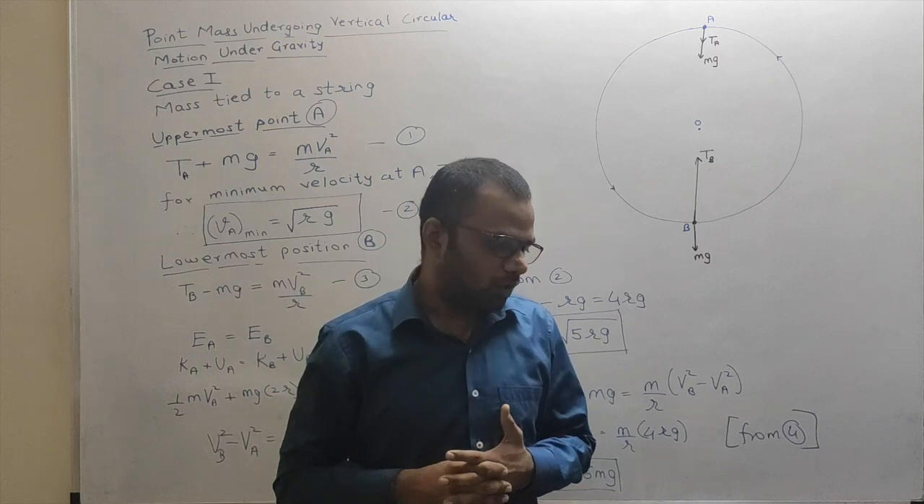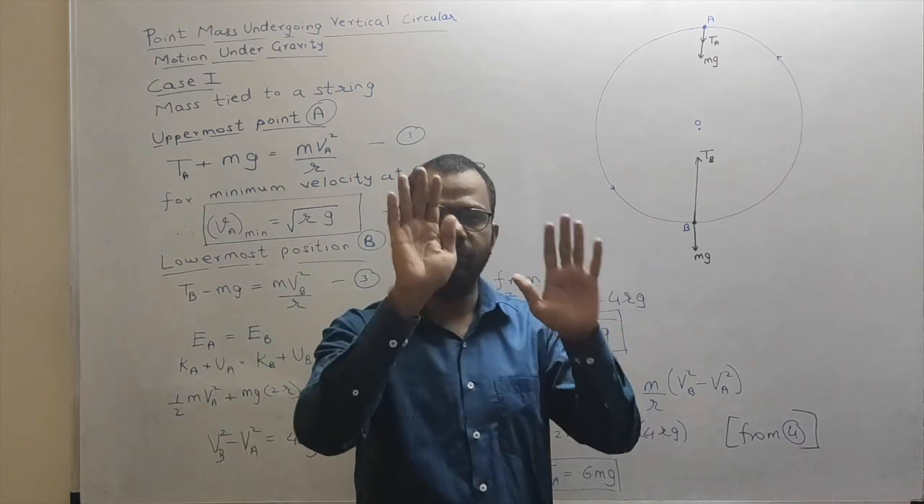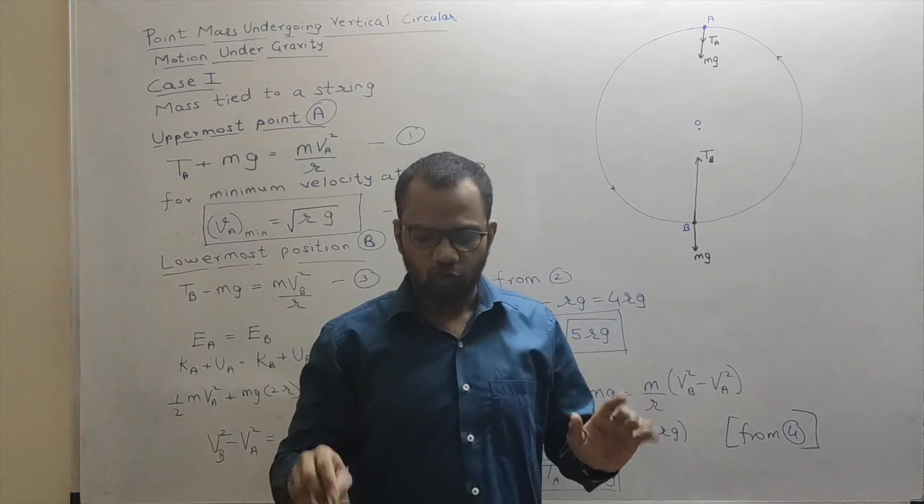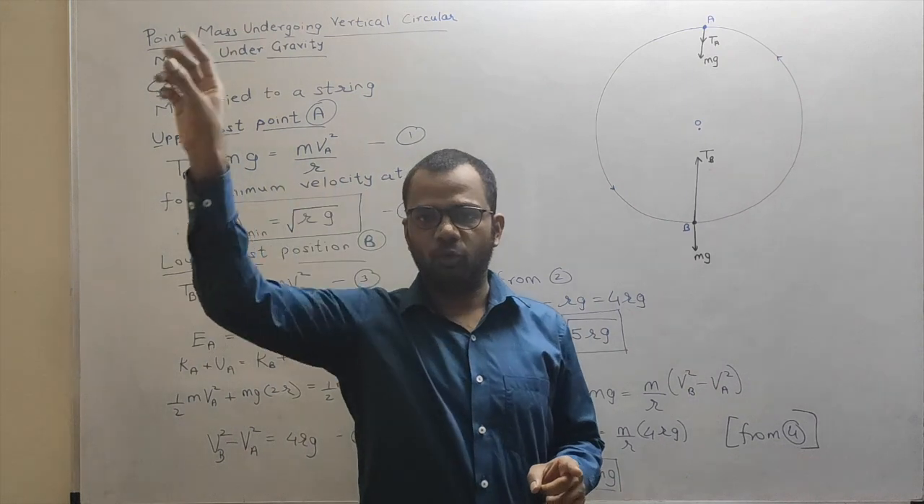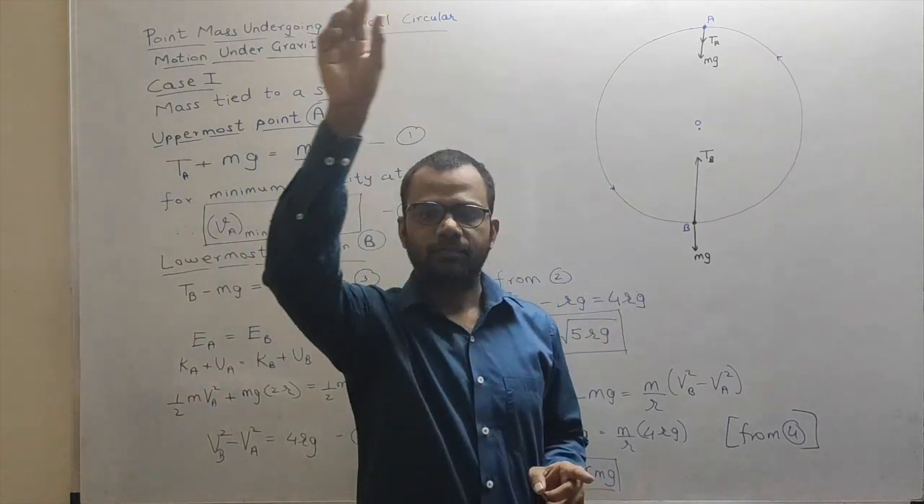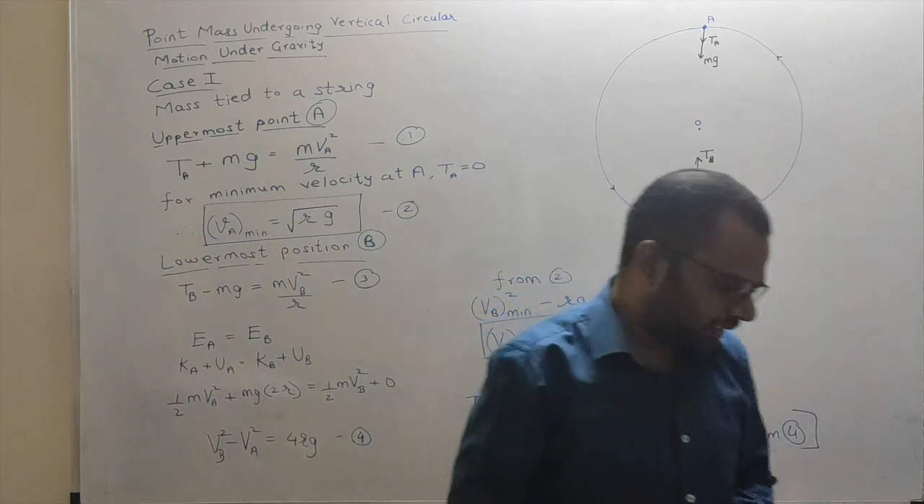Now what does vertical circular motion mean? That the plane of the circular motion will be vertical. So the particle or the bob basically will perform a motion in this sense. Getting this? Okay. Now look here.